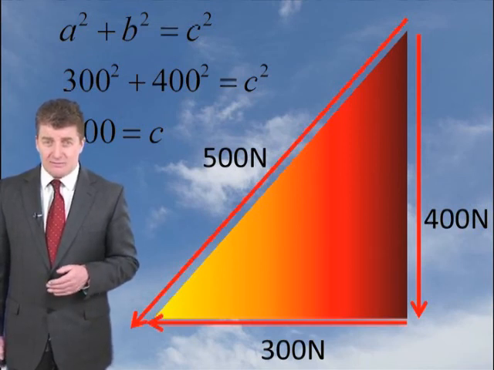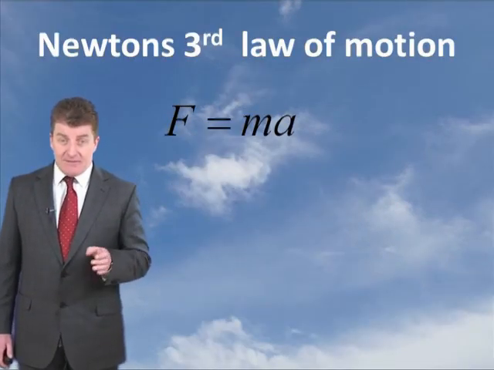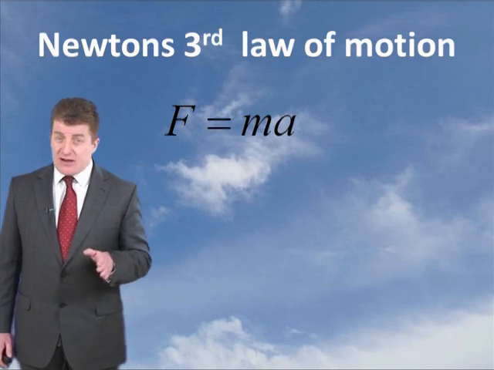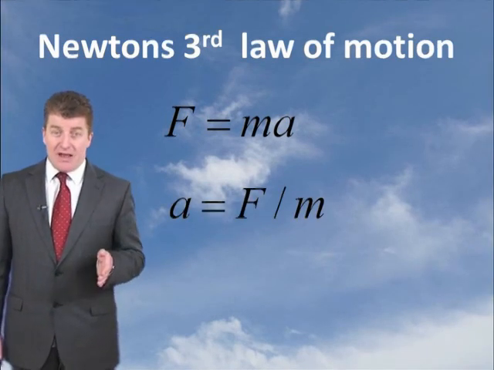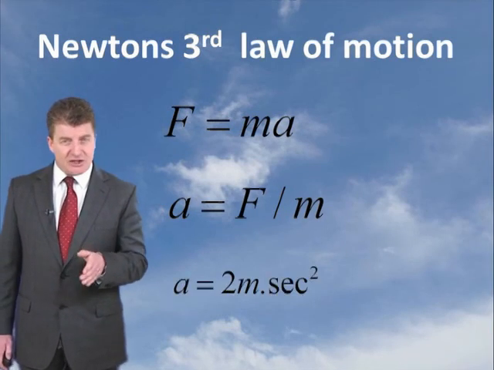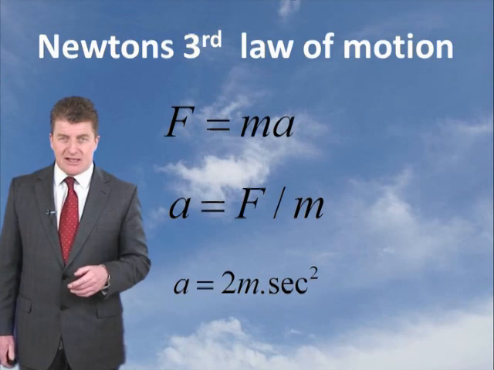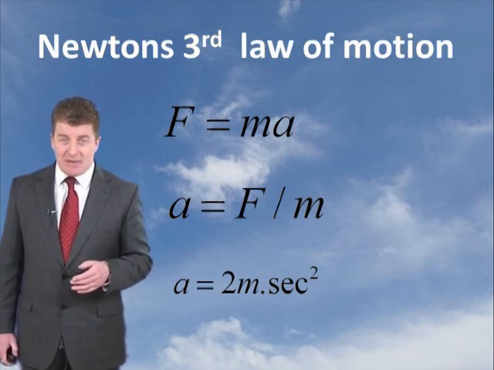That's the resultant force. Now we'll determine the acceleration of the boat using this formula here. F equals ma, force equals mass times acceleration. Now transpose it, we get a equals F divided by m. Well, that gives us 500 divided by 250. It gives us an acceleration of 2 metres per second squared. So that boat will be accelerating at 2 metres per second squared.